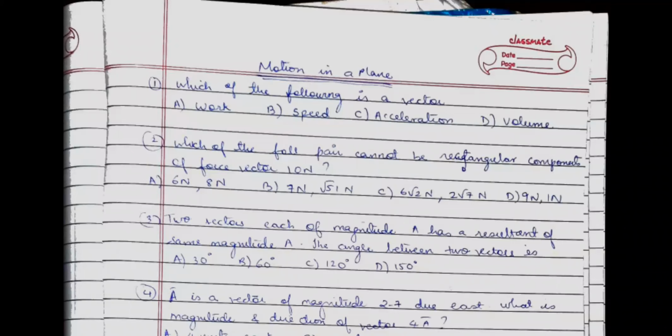I'll solve some questions from the motion in a plane chapter. The first question is, which of the following is a vector? Can anyone tell me what the answer will be? This is a simple one. Vector means you need direction as well as magnitude.